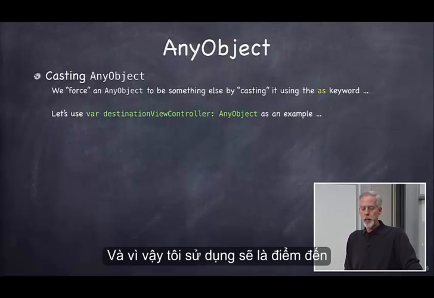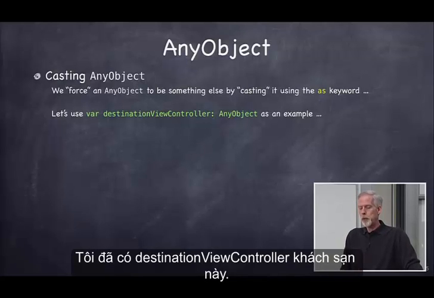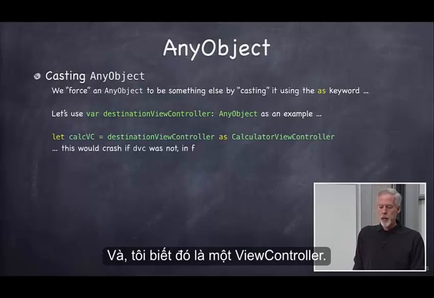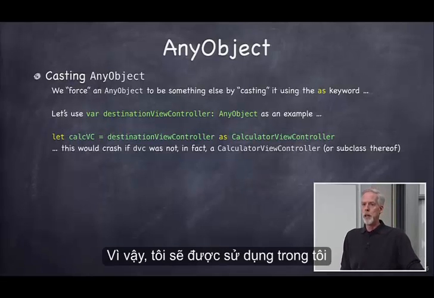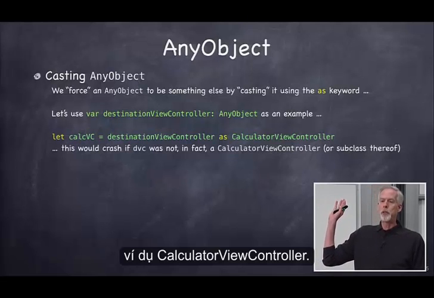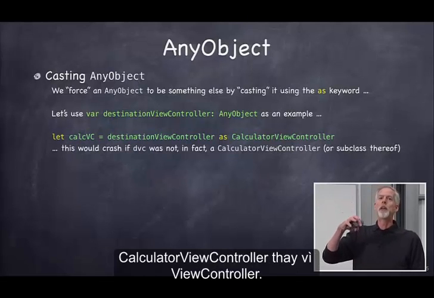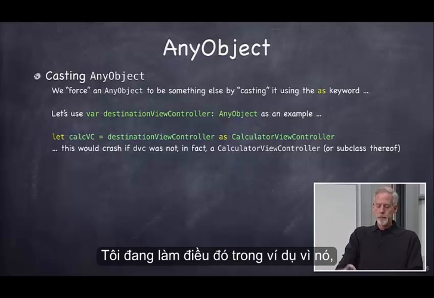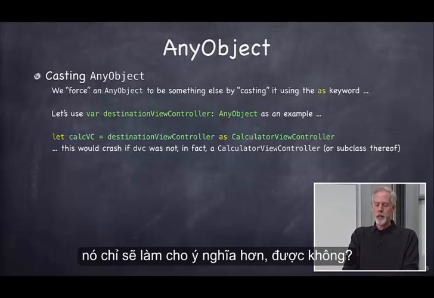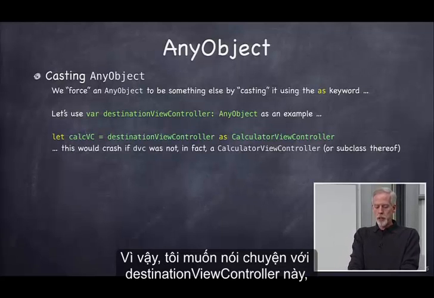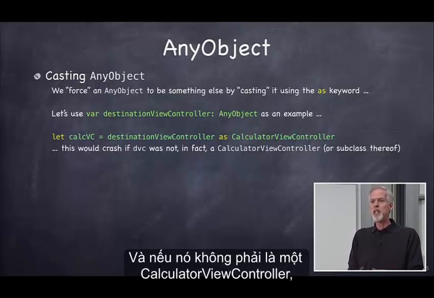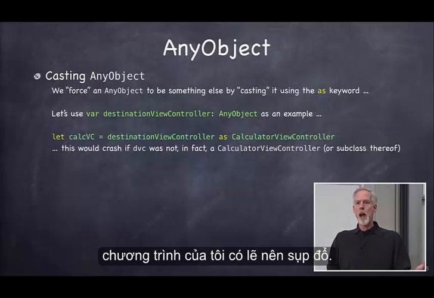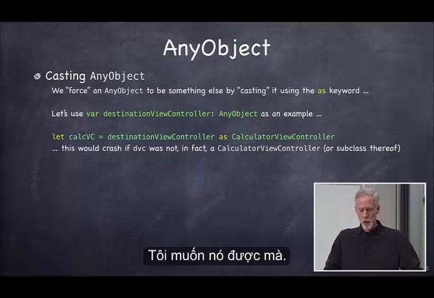And so I'm going to use that destinationViewController thing as an example. So I've got this property, destinationViewController. It's an AnyObject, and I know it's a view controller, and I think it should be a CalculatorViewController. So I'm going to be using CalculatorViewController in my examples. Imagine we had called our CalculatorViewController instead of ViewController. I'm doing that in the examples because it's just going to make more sense, okay? So I want to talk to this destinationViewController, which is AnyObject, and I know that it's a CalculatorViewController. And if it's not a CalculatorViewController, my program should probably crash because in the context I'm using it, I want it to be that.